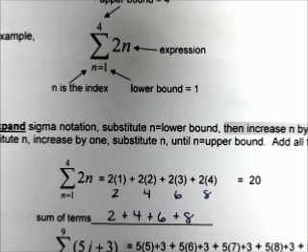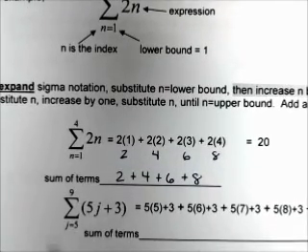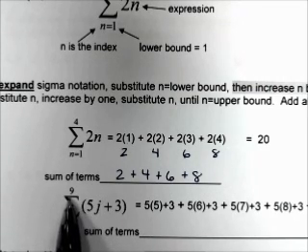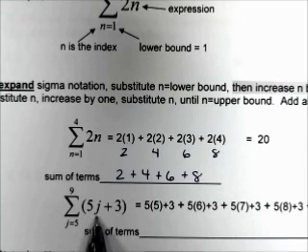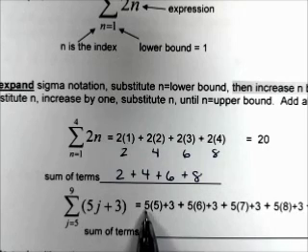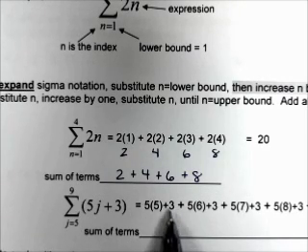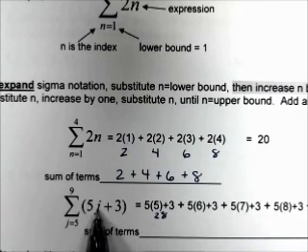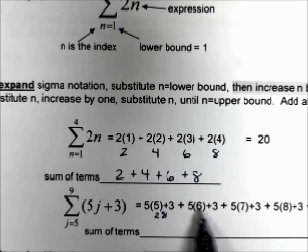The next example, instead of an n, we have a variable j. This is the summation of j starting with 5 going to 9 of the expression 5j plus 3. So we'll substitute 5 in for j. So we have 5 times 5 plus 3. 25 plus 3 is 28. Then we'll substitute 6 in for j. 5 times 6 plus 3. 5 times 6 is 30 plus 3 is 33.